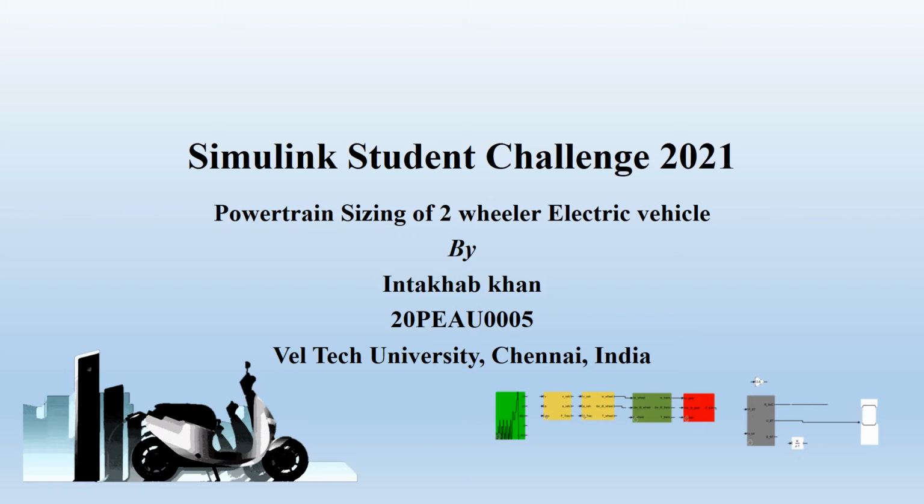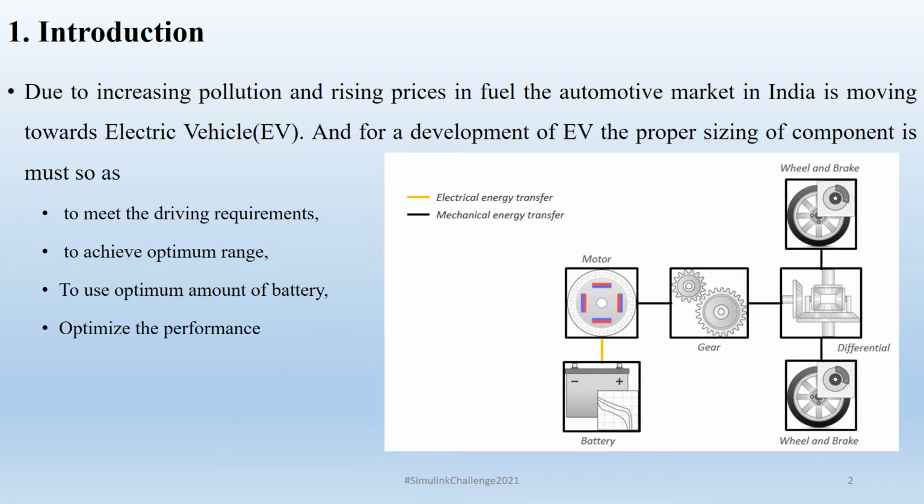Hello everyone. So my project topic is powertrain sizing for a two-wheeler electric vehicle, in which I'll be sizing the motor and battery using Simulink. While designing an EV, the most important thing is to properly size the motor, battery, and transmission so that the need is fulfilled to run the vehicle in a proper driving cycle, optimize the range, get a proper amount of energy to be used, optimize the performance, and meet the driving requirements.